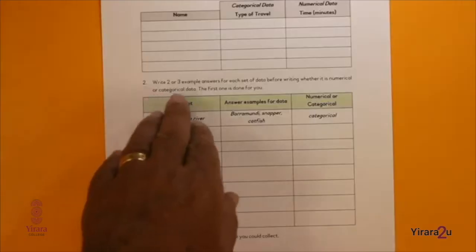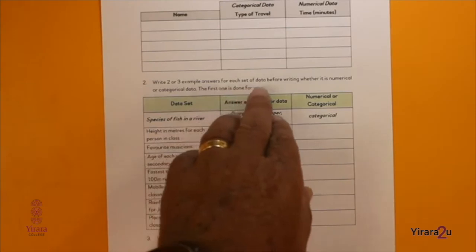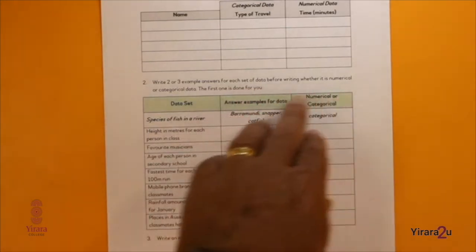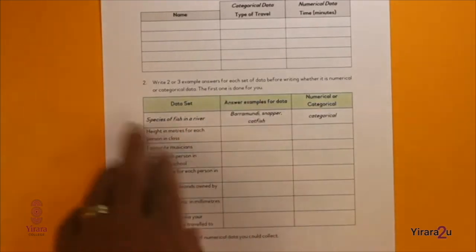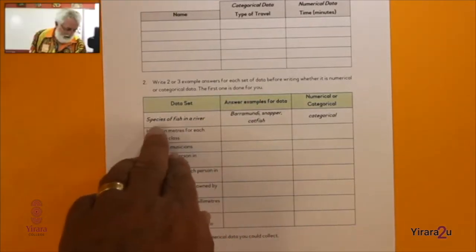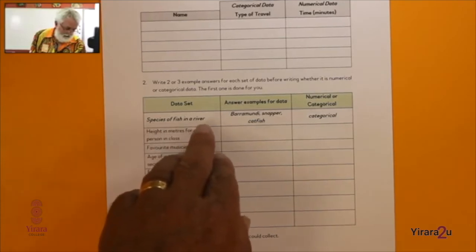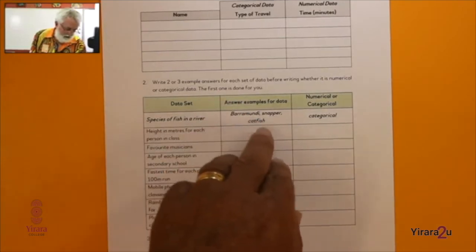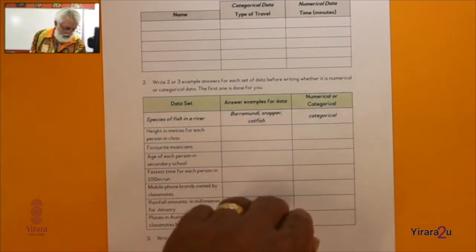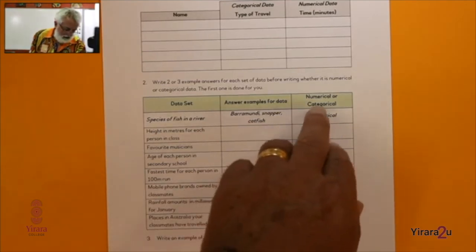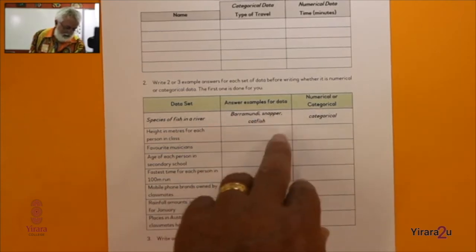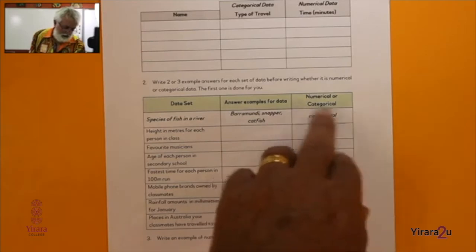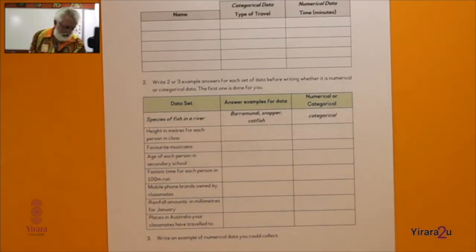And then here in question 2, we're going to write 2 or 3 example answers for each set of data before writing whether it is numerical or categorical data. The first one is done for you. So the first one, the data is species of fish in a river. The answer is that there's barramundi, snapper and catfish. And because we can't count how many barra, snapper and catfish, we're just looking at categories. So they're types of fish in the river.